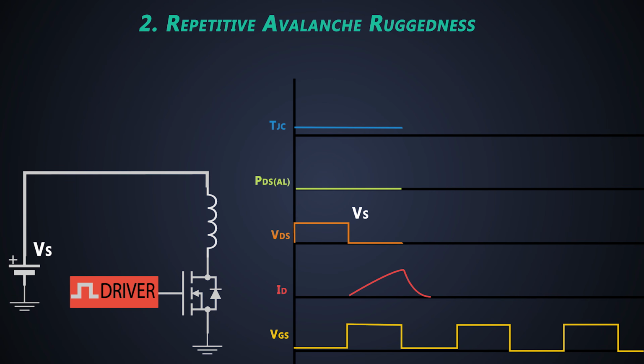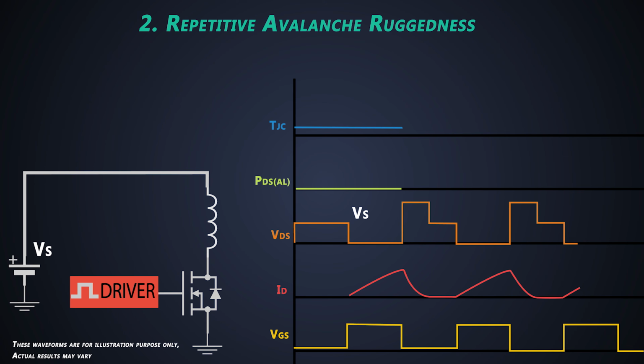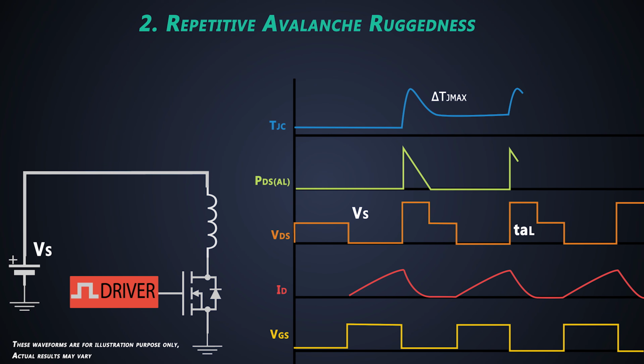At this point, we get the voltage overshoot across the MOSFET, and it stays there up to the avalanche time and goes back down to the supply voltage. This process keeps on repeating, and we see the avalanche power and change in junction temperature of the MOSFET each switching cycle, and this is called repetitive avalanche.